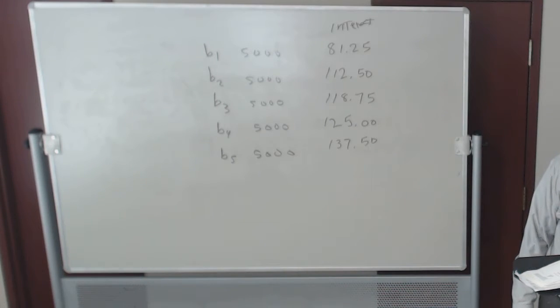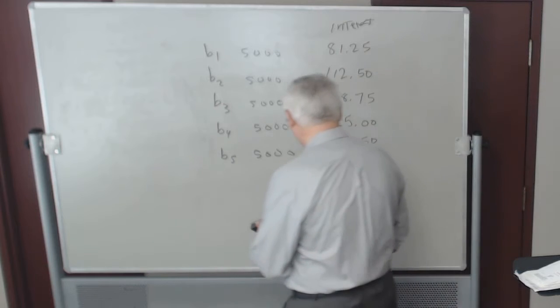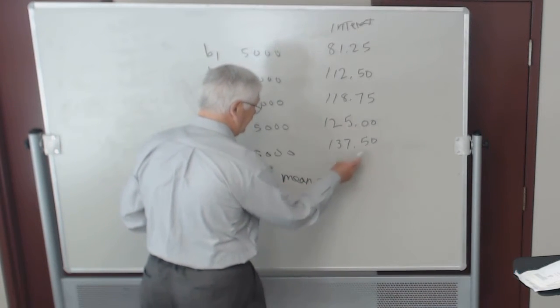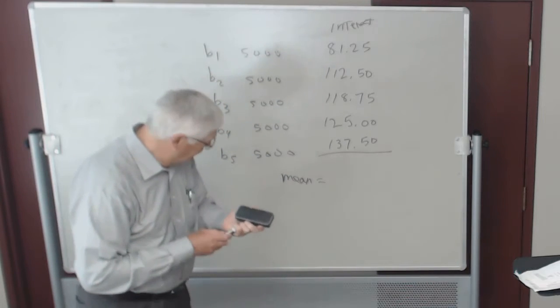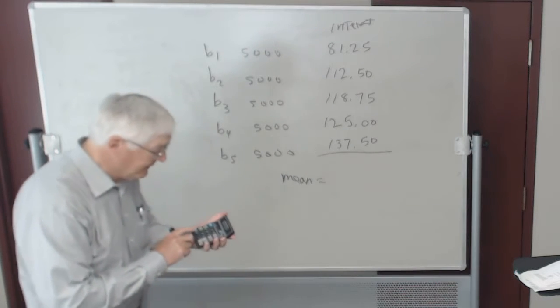What do they want me to do? Which of the following is the most reasonable estimate of the mean interest payment? So, what's the mean for these 5 interest payments? What would I do? How do I find the mean?